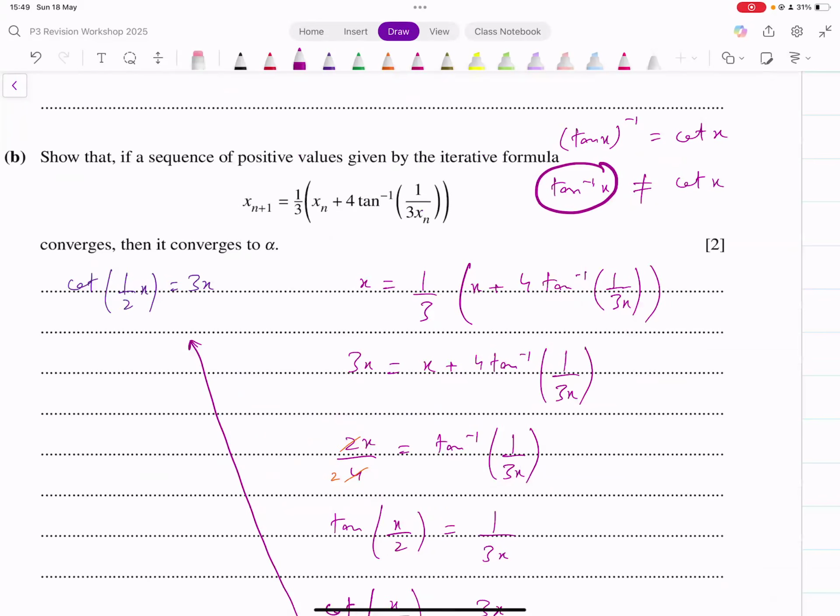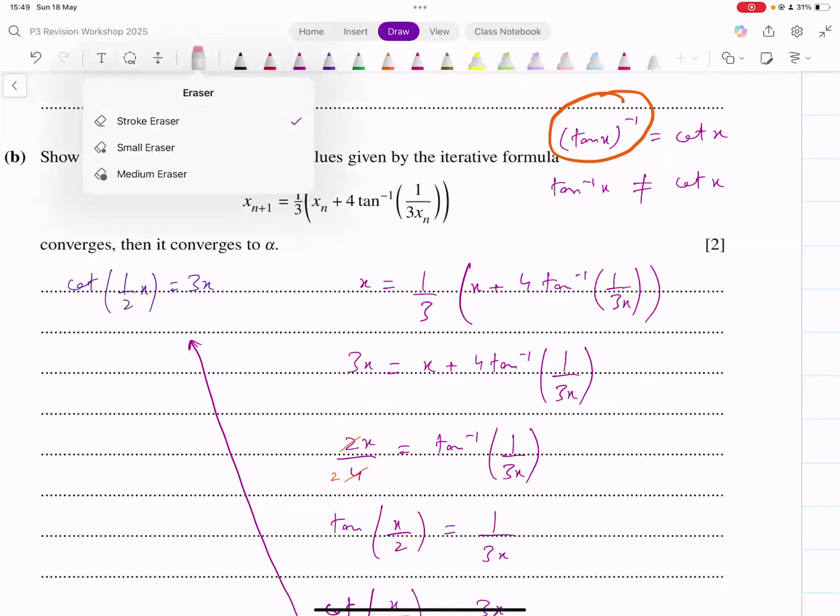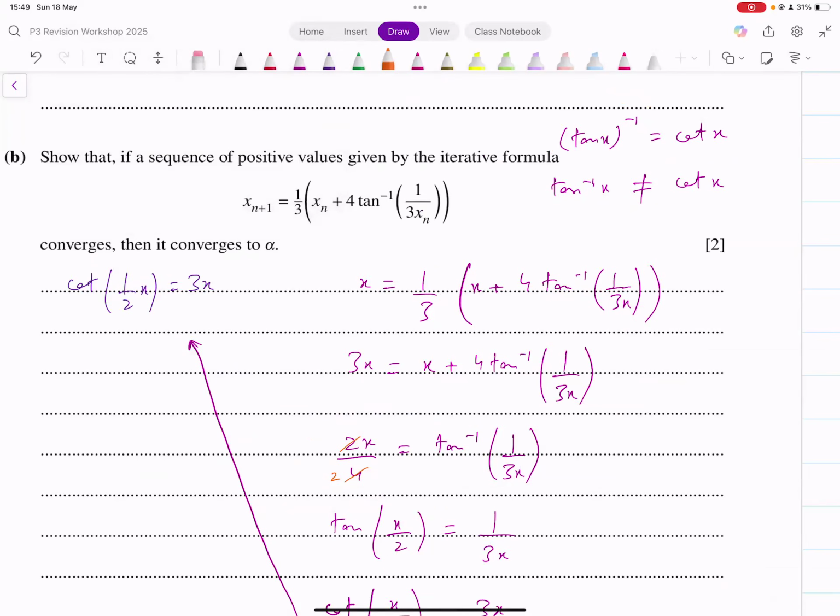tan inverse of x is not the same thing as cot x. These are two different things. Tan inverse is a different function. Tan of x whole power -1, that would be 1/tan x, and that can be written as cot x, but not tan inverse of x. Tan inverse of x is something totally different. That's the inverse function. Tan inverse is not the same as cot x.